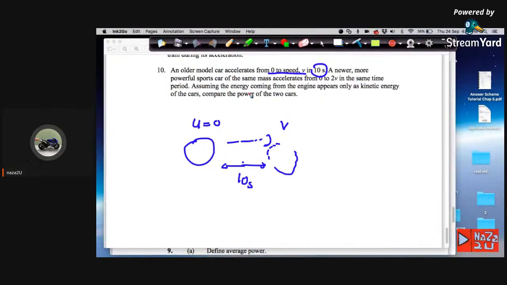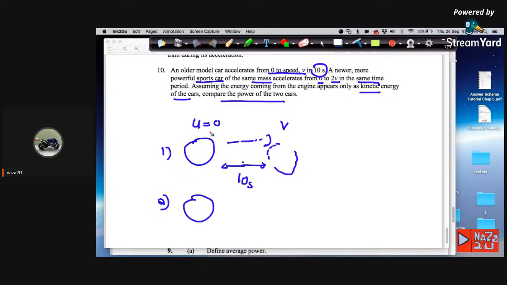And the newer, more powerful sport car, we have another object with the same mass, from 0 to 2v in the same time. Which means it accelerates from 0 to 2v, twice the original speed v, but in the same time. Assume the energy coming from the engine appears only as kinetic energy of the car. Compare the power of the two cars. So we have two situations, the first situation and the second situation.